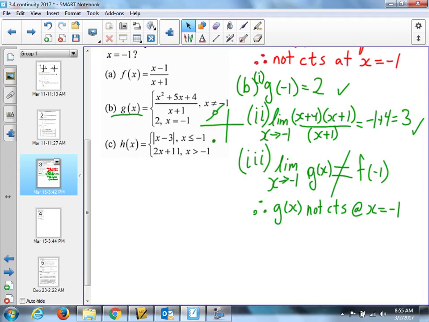There is a way, so don't just assume piecewise functions aren't continuous. What if this dot here, g of -1 equals 2, what if I had defined it right in there and put it at 3? Then this would have been continuous, right? If I just stated right here that this was 3, I've created a continuous function for that piecewise function. So don't assume piecewise functions are not continuous. Back to H, C.